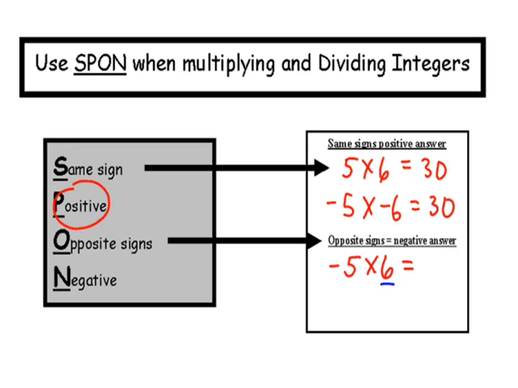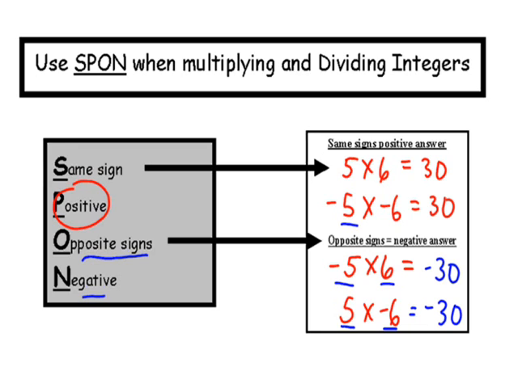If I have negative 5 times a positive 6, the signs are opposites. One's a positive number, one's negative. If the signs are opposite, you're going to have a negative result. So this would be negative 30. And if I had a positive 5 times a negative 6, the signs are opposites. I have a positive times a negative, then the result will be negative.